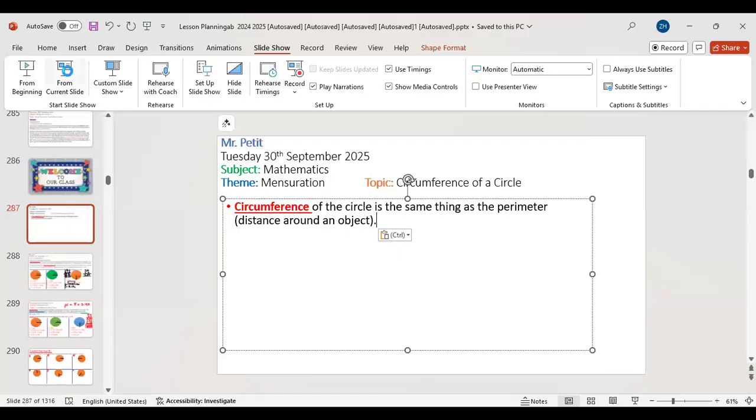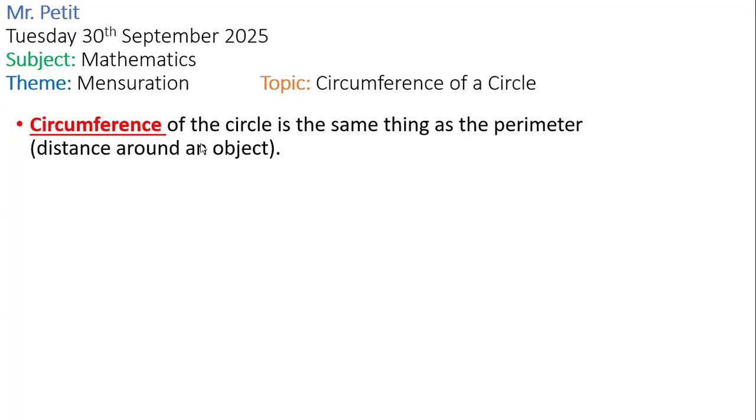All right, so let's go ahead and define what we mean by the circumference. Circumference by definition is literally the distance around the circle. So the circumference of an object, write this down for me: the circumference of an object is the same thing as the perimeter of an object. That's what I want you to understand first. So go ahead, Asia, read this first sentence for me.